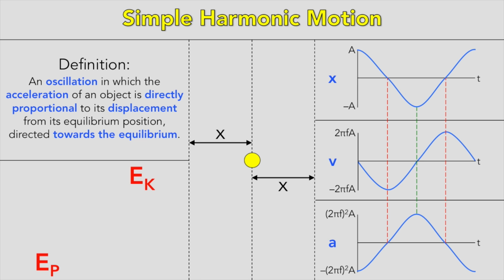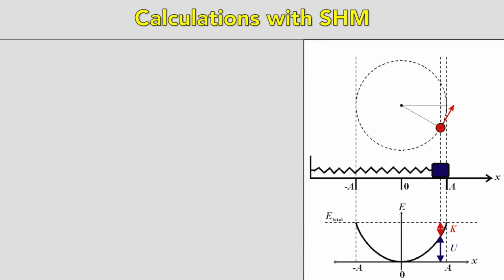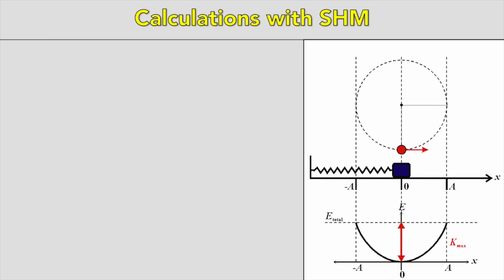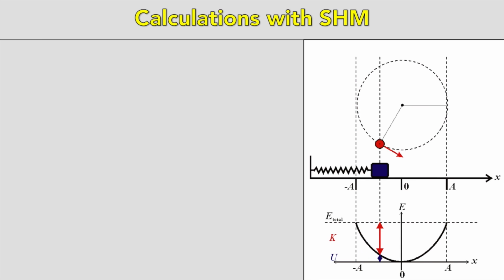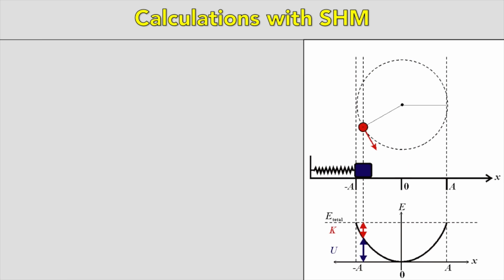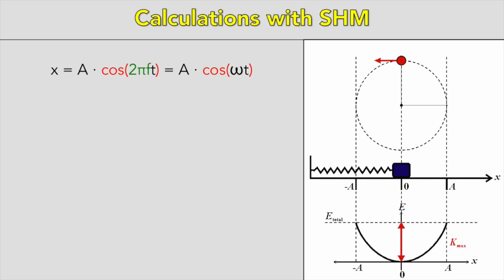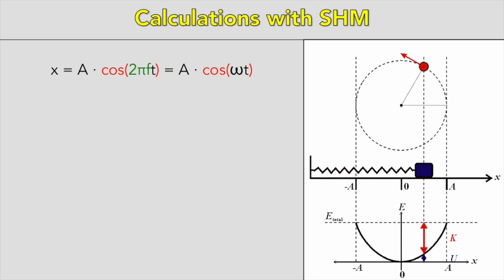Now moving onwards. Calculations with SHM. One way to think of SHM is viewing an orbiting object in the plane of the orbit. So using this, you can see how speed, v, appears fastest when x is 0 and slowest when x is plus or minus A. Using this model, you can gain the equation x equals A cos(2πft), which also equals A cos ωt.